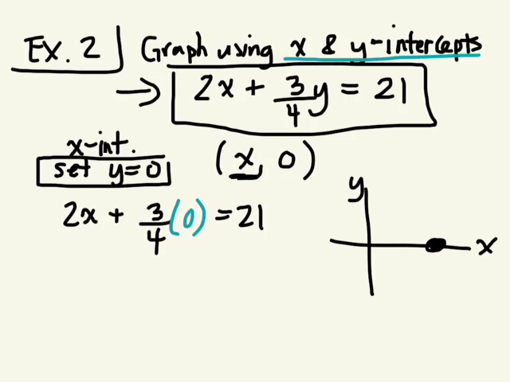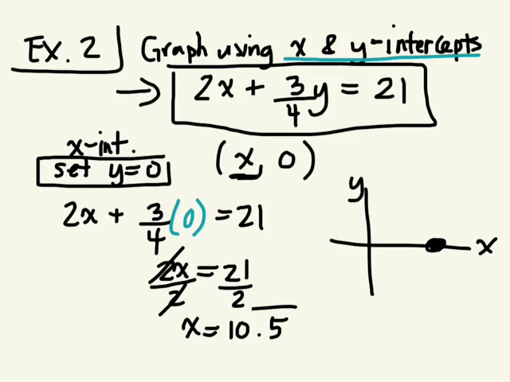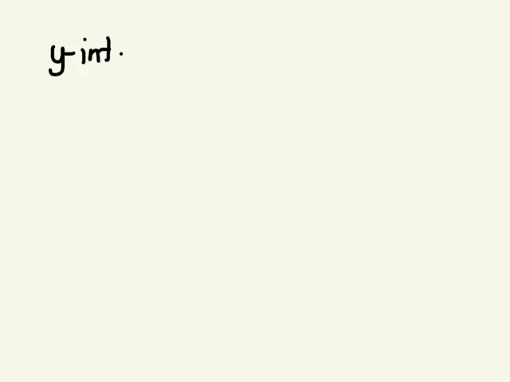Okay, so let's solve for x. 3 over 4 times 0 is 0. 2x equals 21. Divide both sides by 2 to cancel this out. X equals 10.5. So we know that the graph is going to hit the x-axis at 10.5, 0. We'll graph this after. Okay, so now we're going to find the y-intercept using the same equation.